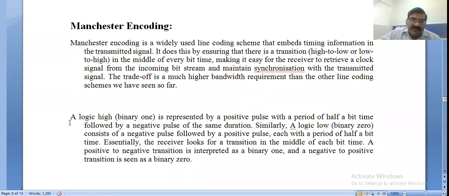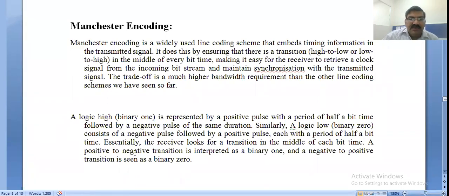A logic high, binary 1, is represented by a positive pulse with a period of half a bit time followed by a negative pulse of the same duration. Similarly, a logic low, binary 0, consists of a negative pulse followed by a positive pulse, each with a period of half a bit time. Essentially, the receiver looks for a transition in the middle of each bit time. A positive to negative transition is interpreted as a binary 1 and a negative to positive transition is interpreted as a binary 0.